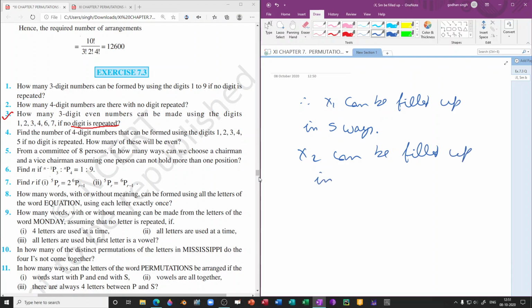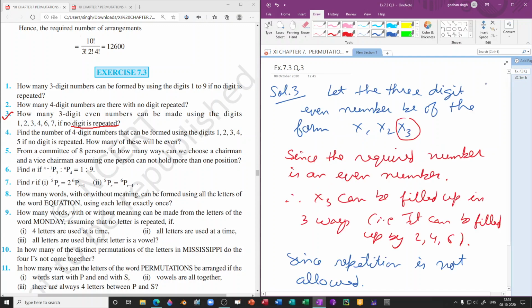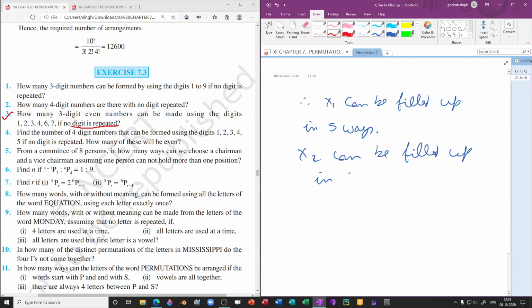One number has been used for x3 and one number has been used for x2. So out of 6, 2 numbers have been used. So 6 minus 2 is 4. So 4 digits are available which can be used for x2. So x2 can be filled up in 4 different ways.